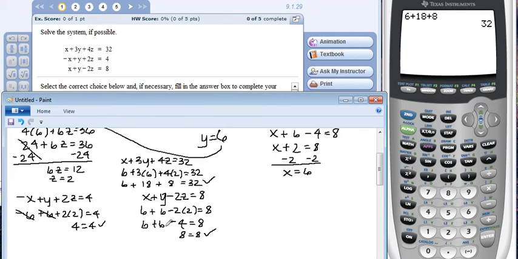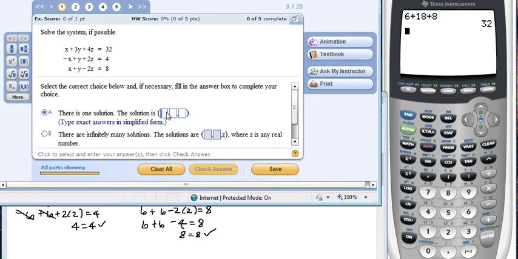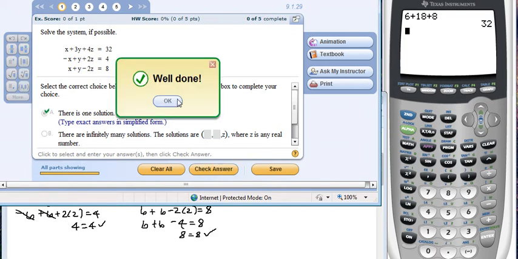So it does work. So we're going to put this in as an ordered triplet, 6, 6, 2. Okay? 6, 6, 2. The order matters greatly. This is your x, your y, and your z. Okay? Well done.